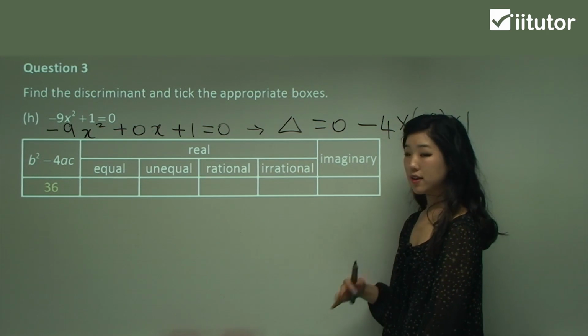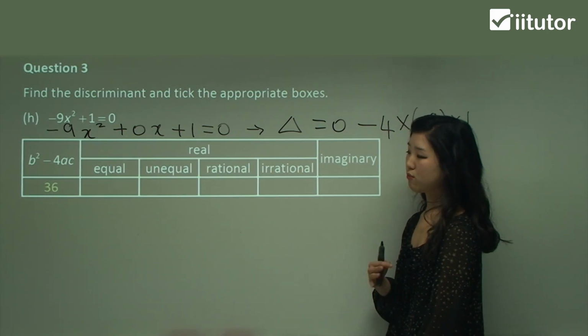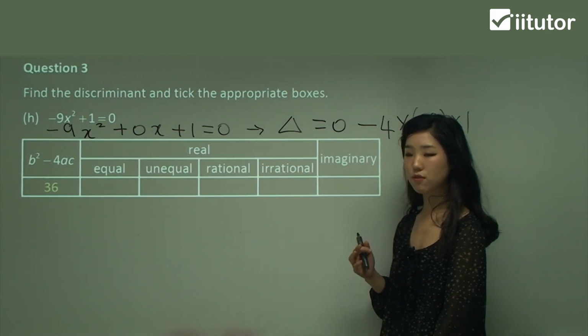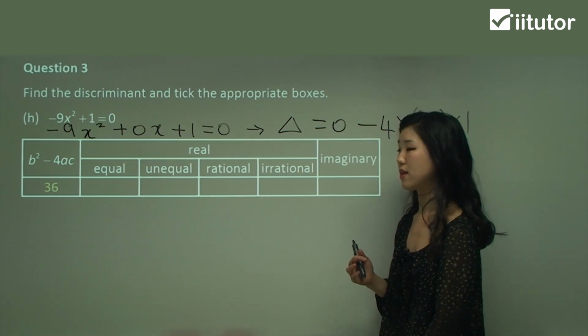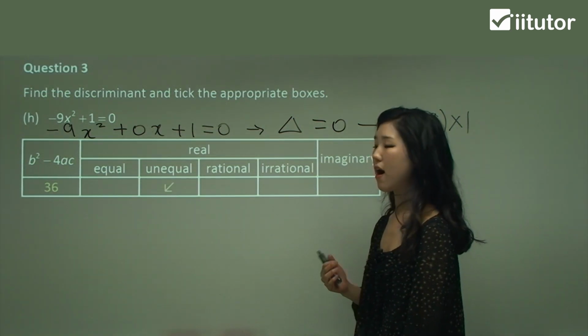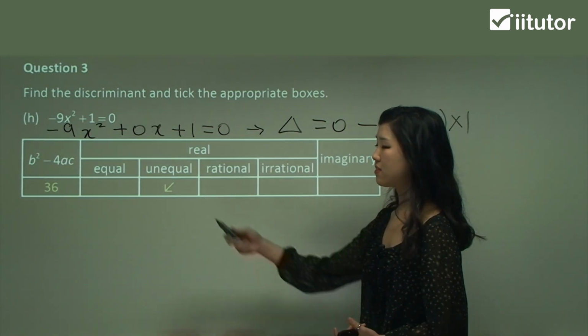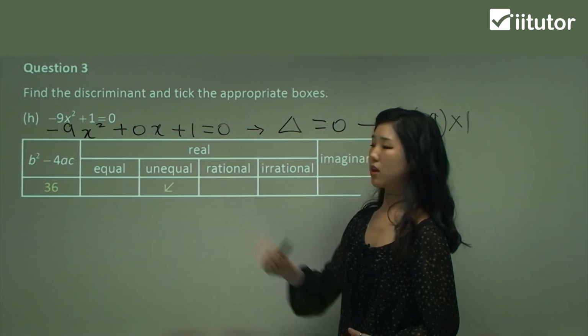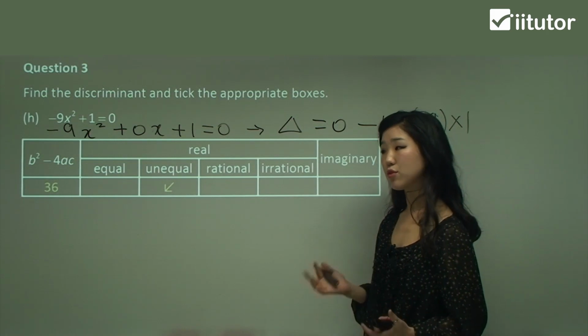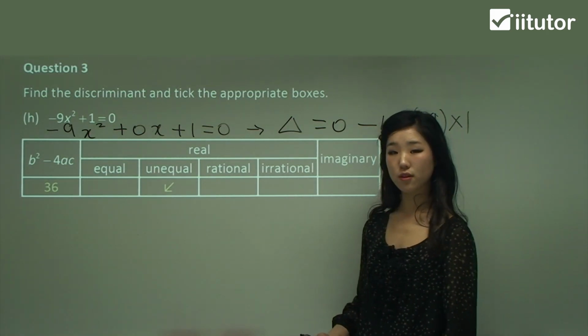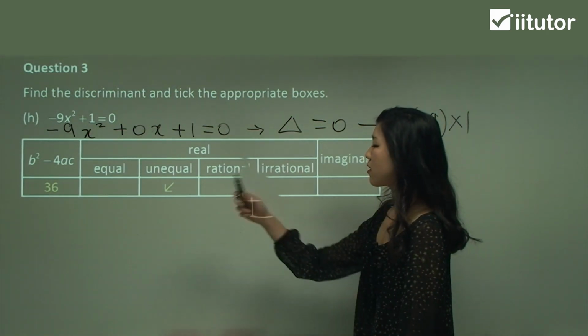Okay, negative b plus root 36 is different to negative b minus root 36, so therefore it's going to have unequal roots. Okay, so I hope you guys know by now that if it's not 0, it's always going to be unequal roots. It's always going to have two distinct solutions or roots. Okay, so we've got unequal roots.